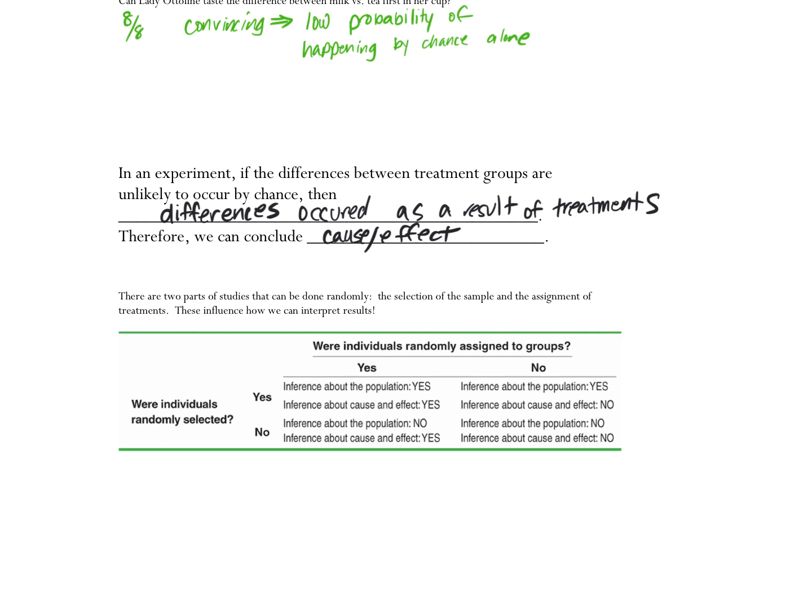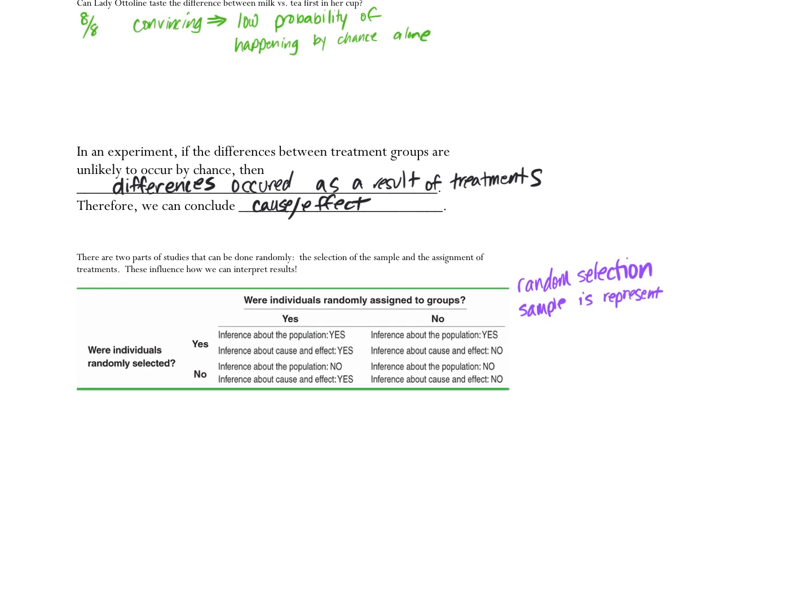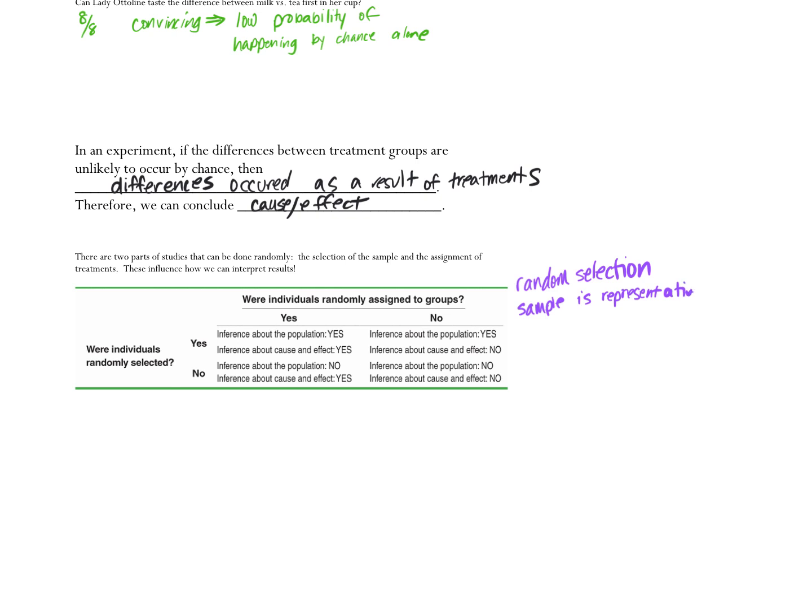Okay, so if we have random selection, that is a random sampling design, how the participants were picked in the first place, then we can assume that the sample is representative. And if the sample is representative, we can generalize to the population.